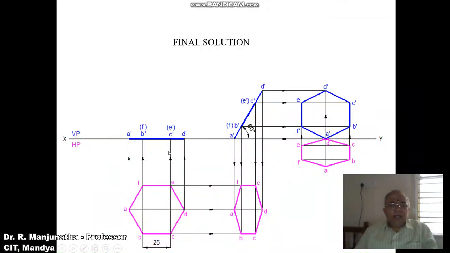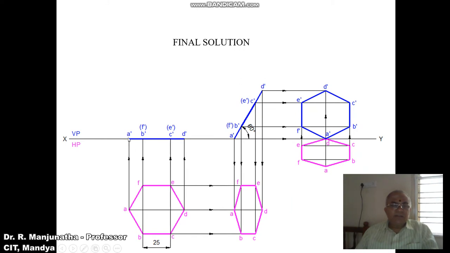So then, as we see, one of the corners is resting on HP, so A dash is on HP. Consider any distance from the first position front view and mark this point on the XY line, and you mark this point as A dash. Then, using the protractor with A dash as center, with respect to the XY line, measure an angle of 60 degrees in the counterclockwise direction and then draw an inclined line.